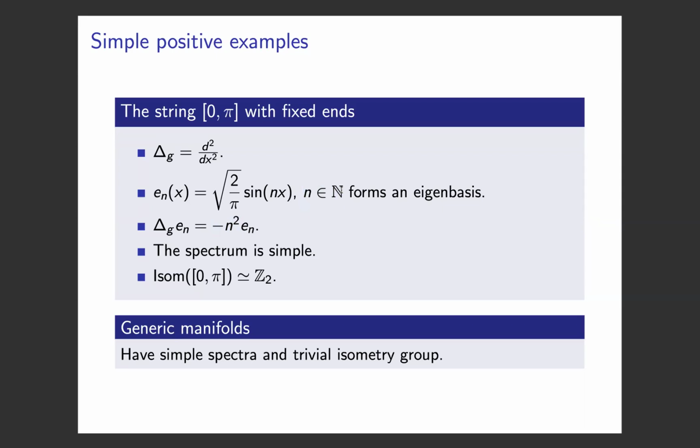At the same time, the isometry group of the string with fixed ends is Z2. It's just the group generated by reflection over the midpoint of the string. So it's a finite isometry group. We also have generic manifolds. Generic manifolds, by the result of Uhlenbeck before, have simple spectra. At the same time, they have trivial isometry groups. So there's a little bit of evidence, and I like using genericity results as a source of examples for things.